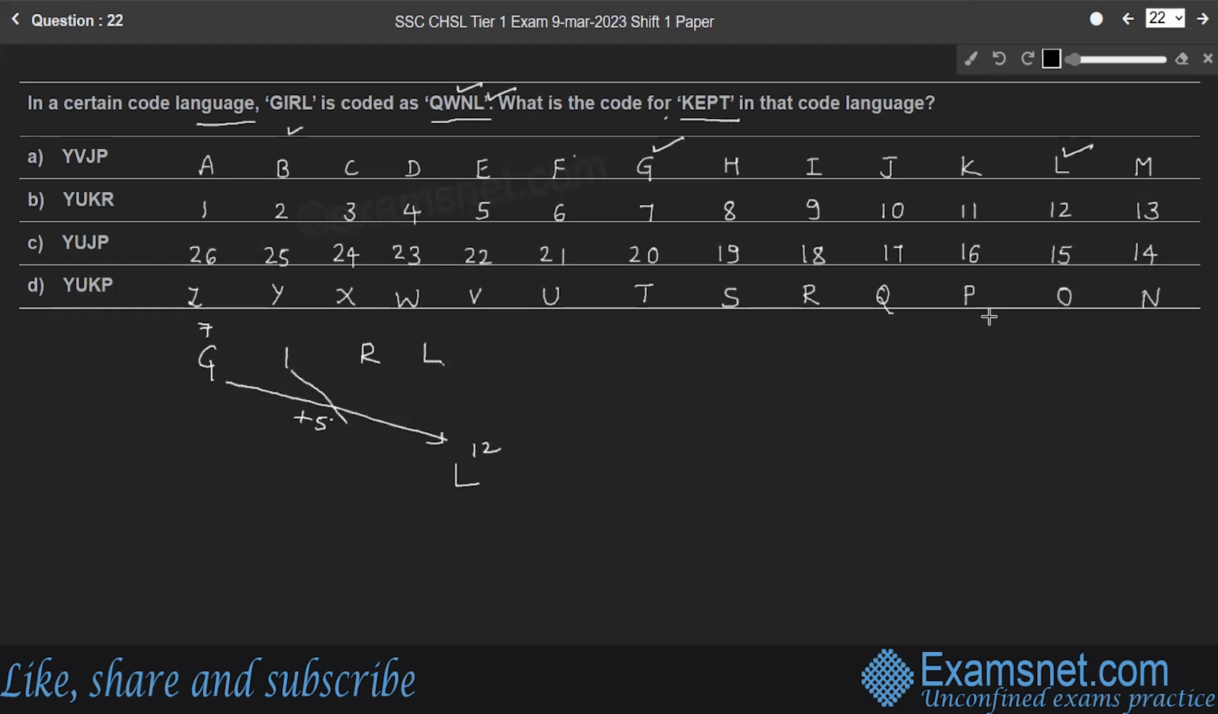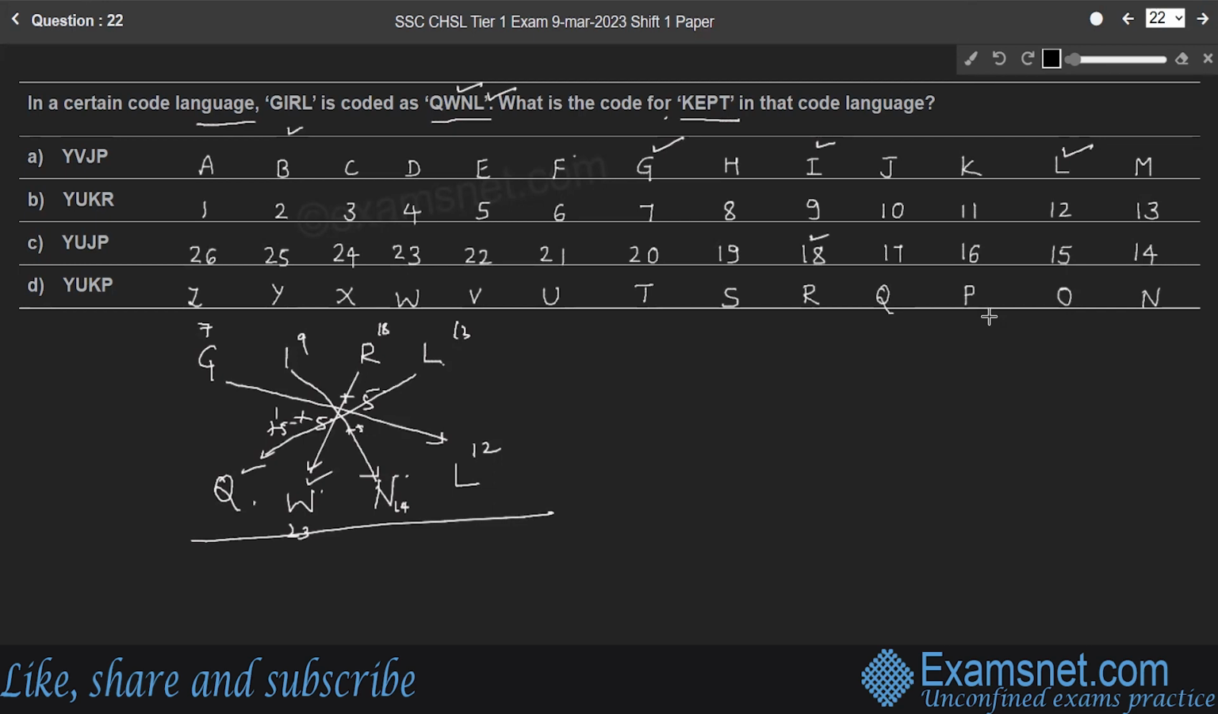So I plus 5, we'll consider I plus 5. Positional value of I is 9. 9 plus 5 is 14. So 14 is the positional value of N, right? Whereas R is 18. So 18 plus 5 is 23, which is the positional value for W, right? Whereas L is 12. 12 plus 5 is 17. 17 is the positional value of Q. Therefore, girl is coded as QWNL.